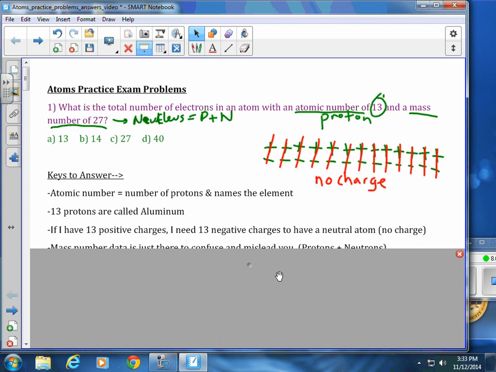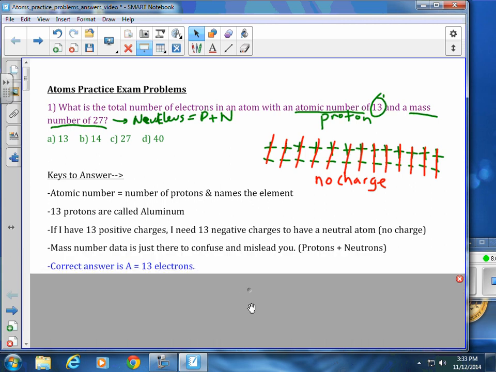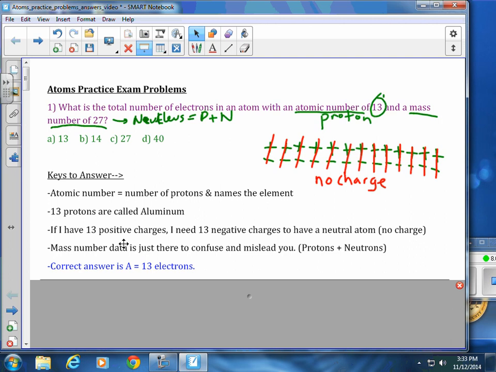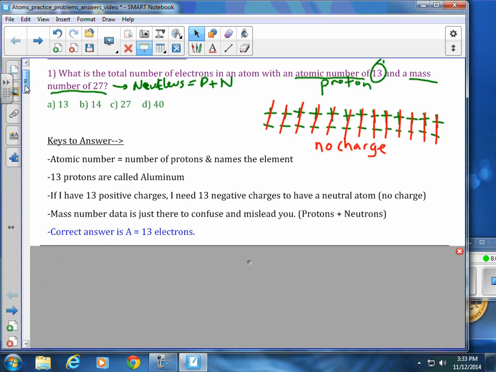So the key to answering this question is you have to know what the atomic number is. That 13 protons is called aluminum. You don't really need to know that, but that is true. And then the mass number is just there to confuse you and mislead you. You don't even need this information at all to answer this question. Its only purpose is to confuse you. And so the correct answer would be A. If I have 13 protons, I need 13 electrons.